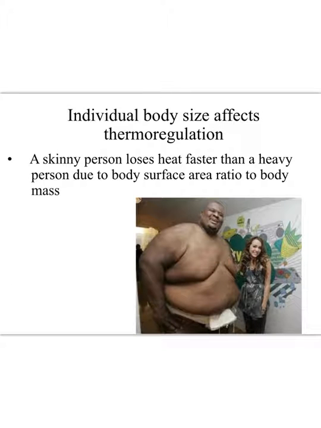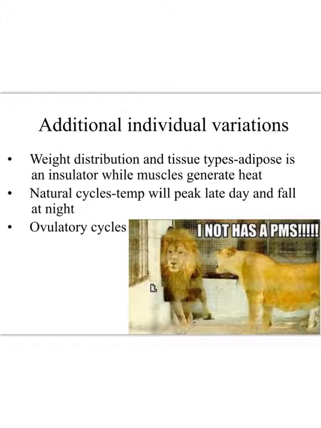There are several things that affect thermoregulation, and one of them is the surface area of the body. A skinny person is going to feel colder than a heavy person typically, and that's because their ratio of body surface area to body mass is going to be a much higher ratio. There are other things that affect thermogenesis and average daily temperature. Weight distribution, tissue types. If you tend to carry more weight in fat, then you're going to retain heat more than if you're a very muscular person. If you're more muscular, you're going to actually generate more heat.